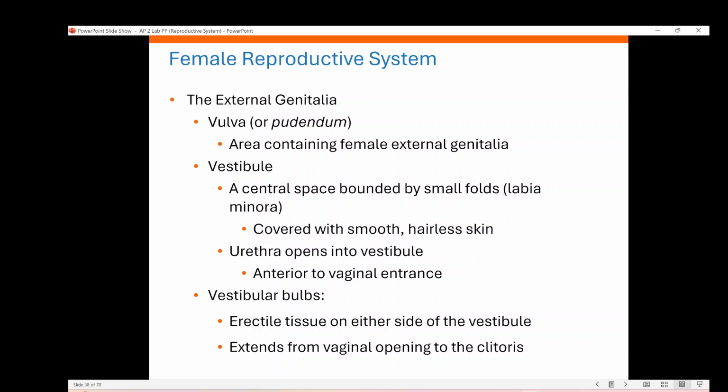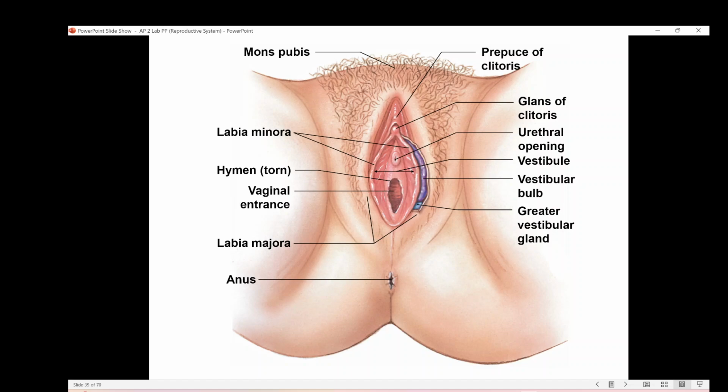Just like we saw in the male reproductive system, the male had erectile tissue. Females have the same type of erectile tissue, but it's located on either side of the vestibule. And these are known as the vestibular bulbs. So on the left side here, we can see they cut away so we can look in. All of this purple right here, this represents the vestibular bulbs. Now it would be on this side also, which is not seen.